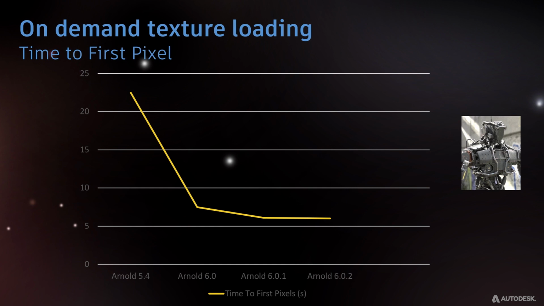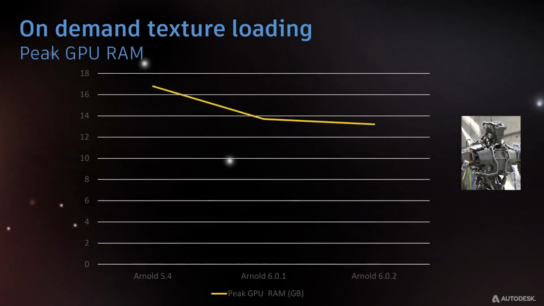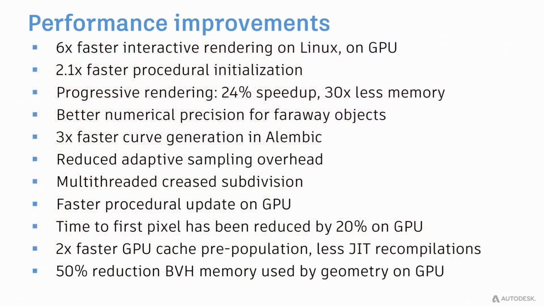We have been collaborating with NVIDIA to load textures on demand on the GPU, instead of loading the entire texture up front. As you can see, this helps reducing the time to first pixel. On-demand texture loading also reduces memory consumption. Note that this is a work in progress, and that we are expecting bigger savings eventually. As usual, we bring a batch of performance improvements on both CPU and GPU, but as you can see on this list, a lot of them are related to GPU.